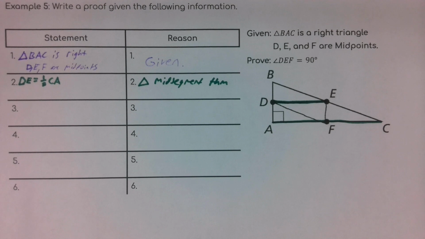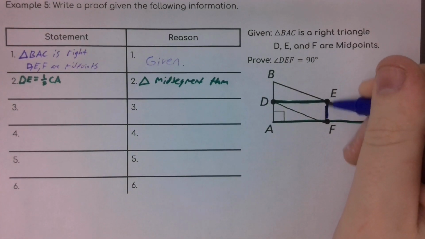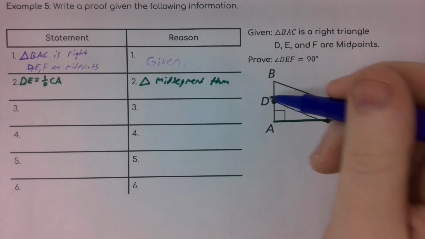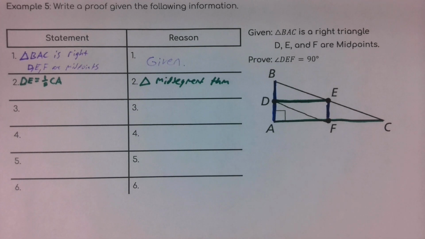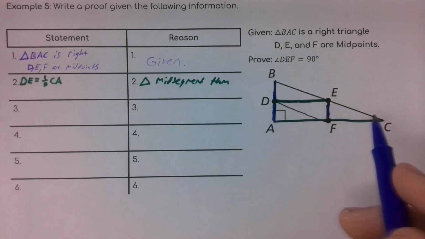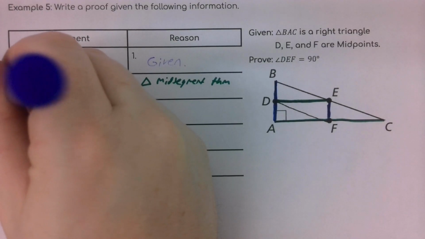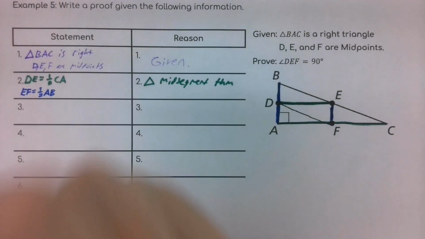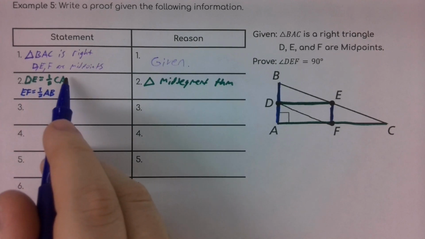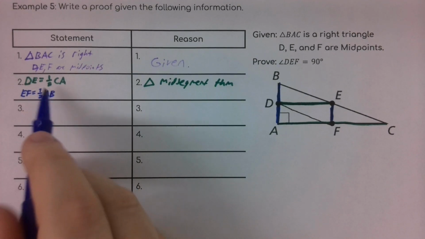But wait a second, Mr. Strager, I hear you say. Couldn't we do the same thing with EF? We absolutely can. EF should be half of AB because of the triangle midsegment theorem. EF equals 1/2 of AB. Again, matching up the letters: E matches with A.